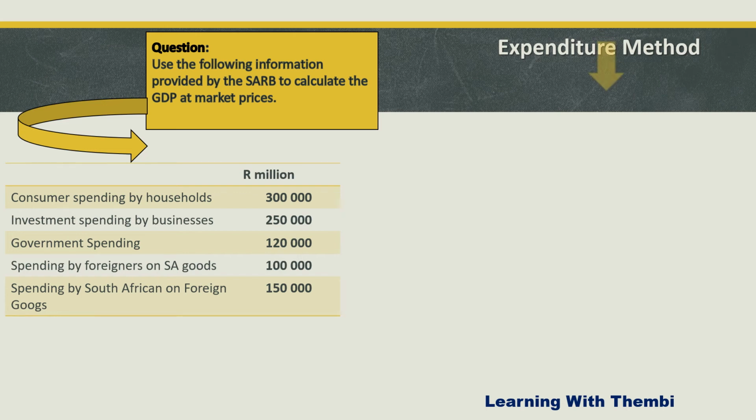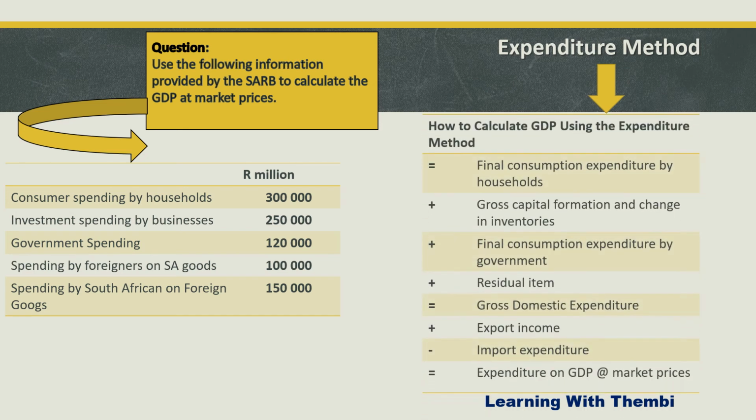So please do remember, whenever you want to approach this kind of question, remember the formula that is used to calculate the GDP using the expenditure method. So here is our formula. It says here, for the GDP, we will first have to calculate the gross domestic expenditure for us to get to the expenditure on GDP at market prices. So we then have to add the consumption expenditure by households and investment spending by businesses, and also the government spending for us to get the gross domestic expenditure.